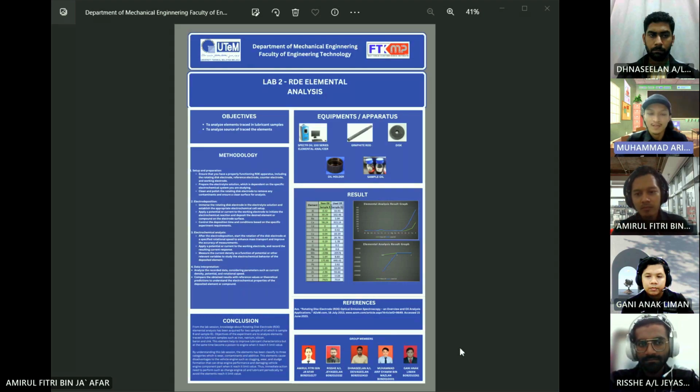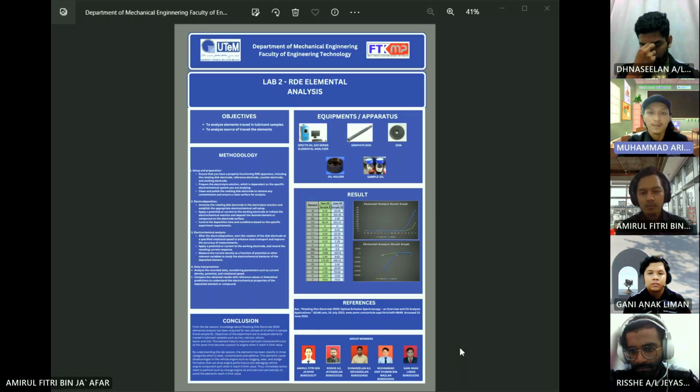Hi, I'm Arif and I will explain the RDE elemental analysis results for the used oil and new oil samples that were obtained during our laboratory session. Specifically, sample B and sample B1 reveal significant differences in their elemental compositions. These results shed light on the presence and concentration of various elements within the samples.